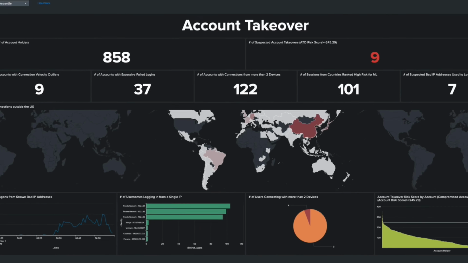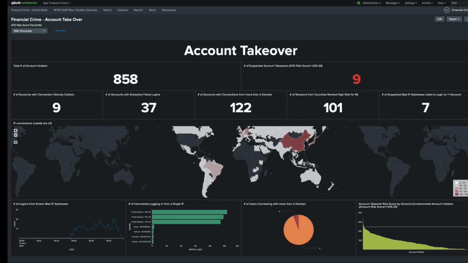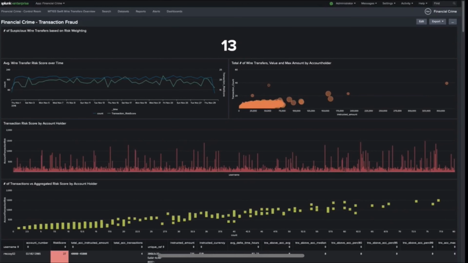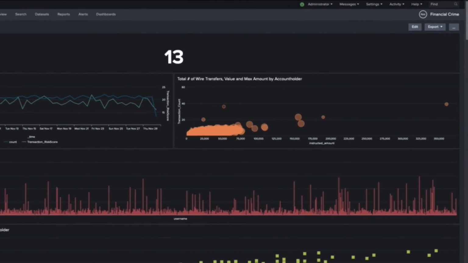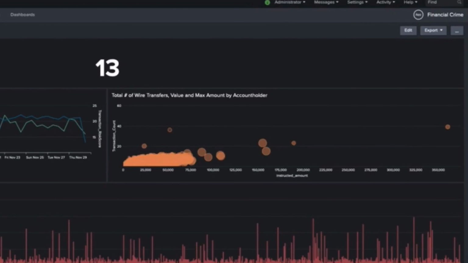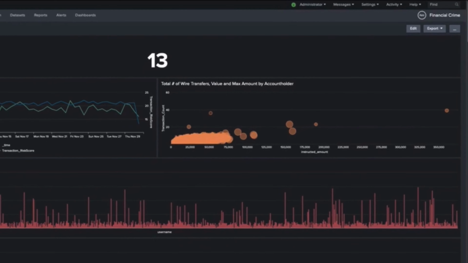Being able to answer these types of questions in near real time ensures customers can act on the early warning signs of account takeover. Now let's turn to transaction scoring. Transaction monitoring is a key component of any financial crime operation. Techniques such as risk scoring each transaction are used to flag anomalous transactions. Splunk has you covered.